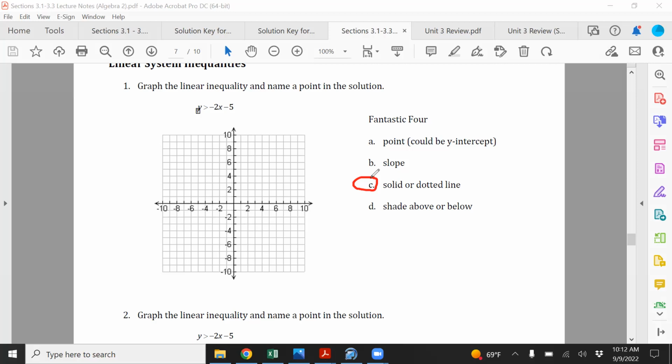Okay. Let's see. Okay. So what's my y-intercept here? -5. What's my slope? So down to right one. Okay, dash or solid, guys? Dash, good. Don't forget the dash.